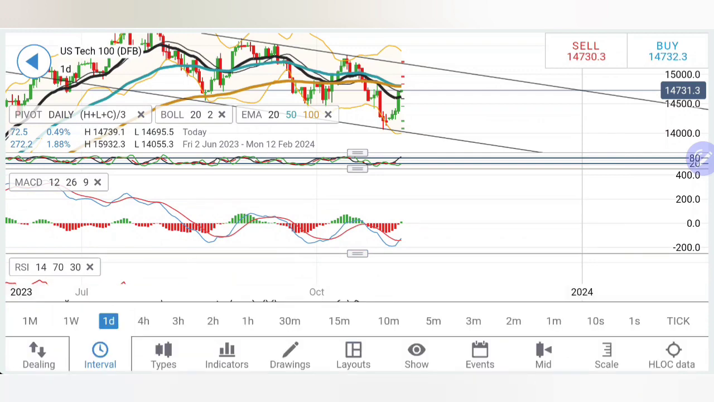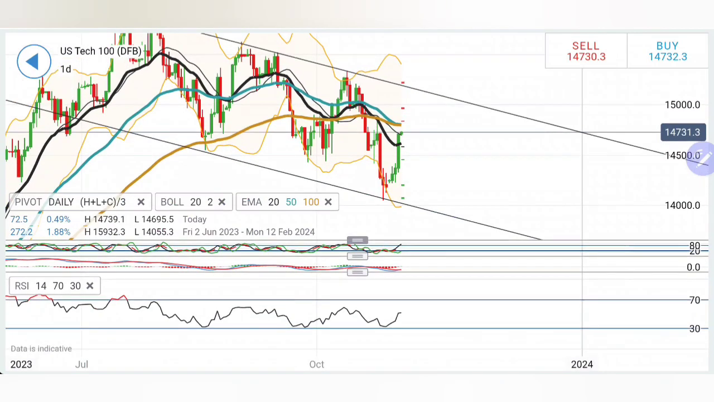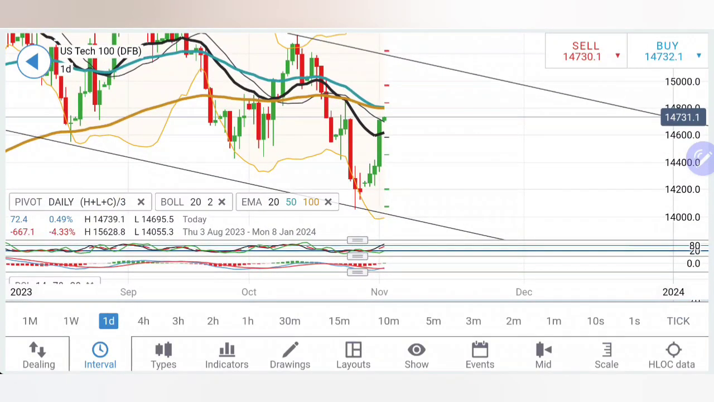RSI comfortable. Thus, I will recommend you to buy here at 14,750 levels, beyond which you can look forward to 14,800 as the first target, 14,840 as the next, and if it stays beyond 14,800, 840 zone, you can say the next milestone is 14,920, 15,000 levels.